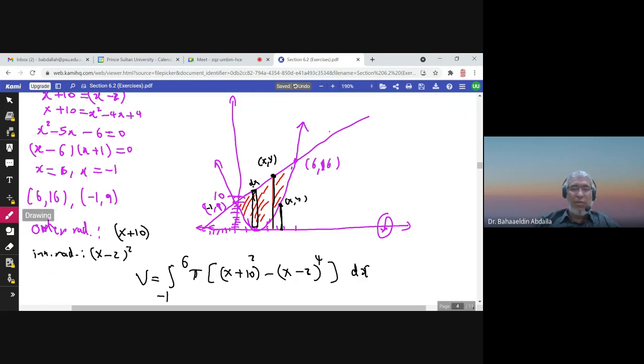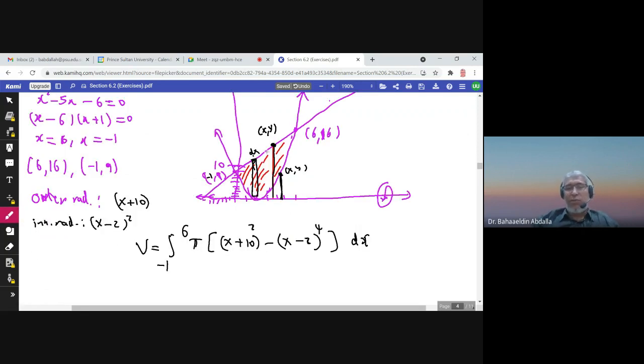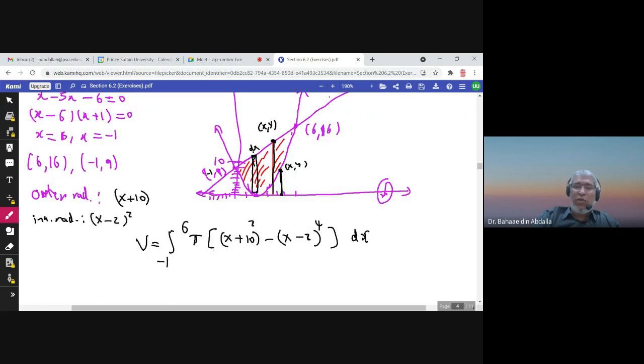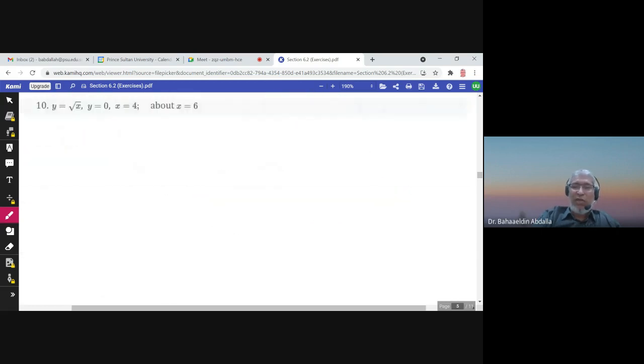So again, this was the region, and the volume is pi times the outer radius. This is the outer radius, y of the line, which is x plus 10, and minus the inner radius, which is the equation of the parabola, x minus 2 to the power 2. So this will give you the volume of the solid of revolution.